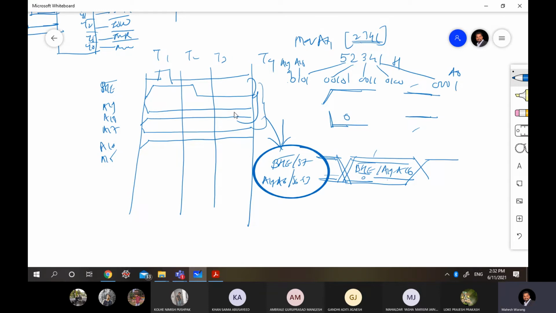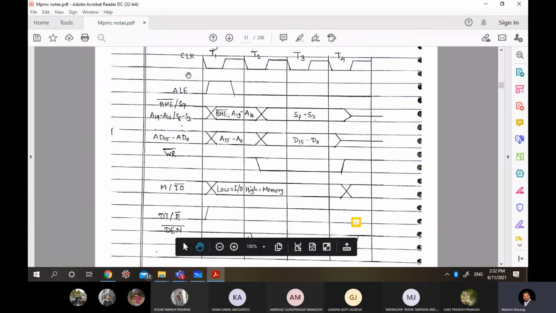So actually we have to draw like this one, but we do not have that much time and we do not have that much paper also, so we just go with this method, ठीक है। So ये ऐसा एक्चुअल में कुछ नहीं होता है, मतलब फिजिकली एक्चुअली एक एक लाइन 0 से 1 हो रही है, समझ में आ रहा है क्या, ठीक है। पर इन लाइनों को कंबाइन करके अपन ऐसे दिखाते हैं, फाइन, I hope you understood, ठीक है। So that is what is going on here, so whenever ALE is high it will just pass BHE bar oblique A19 to A16.